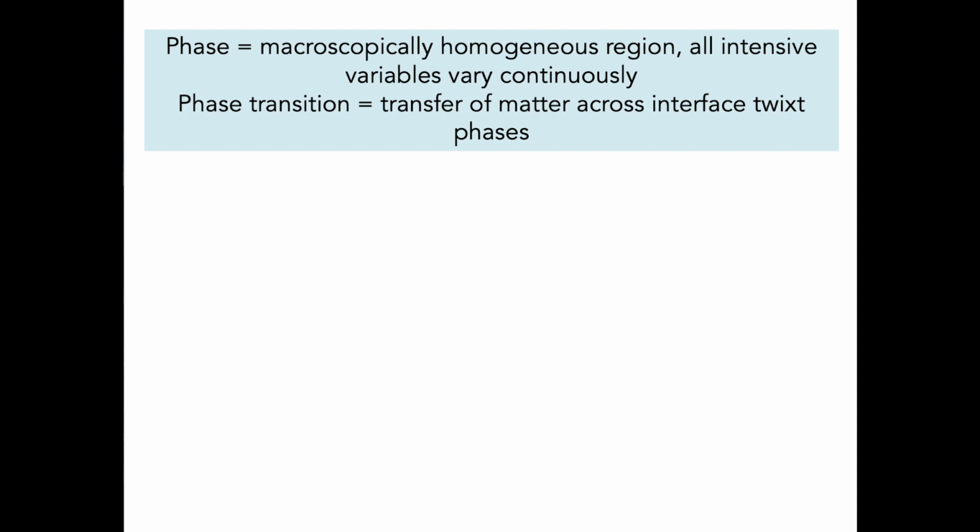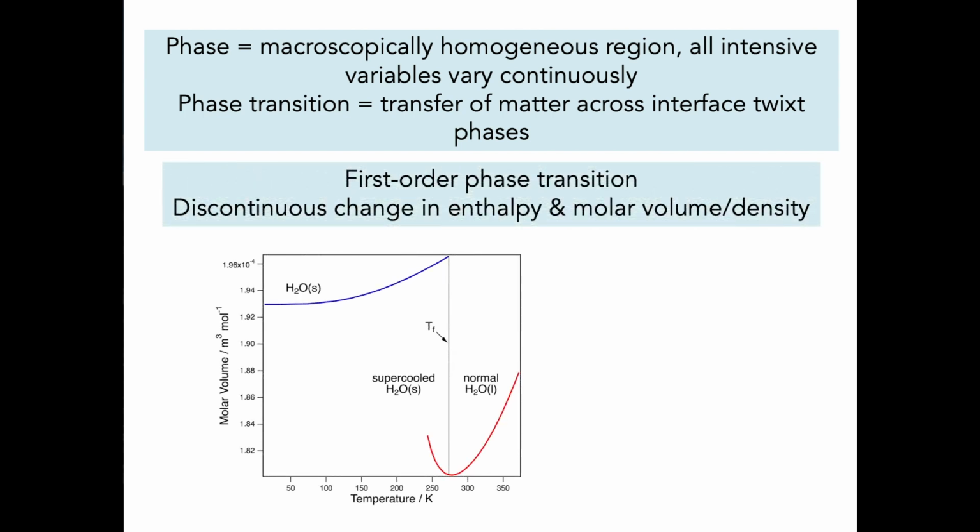Now let's turn our attention to phases. First of all, let's define what we mean by a phase. It's a macroscopically homogeneous region in which all intensive variables vary continuously. And a phase transition is the transfer of matter across a phase boundary, across the interface between these phases. We're going to concentrate on first order phase transitions.